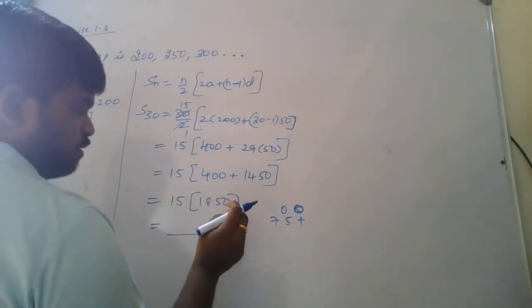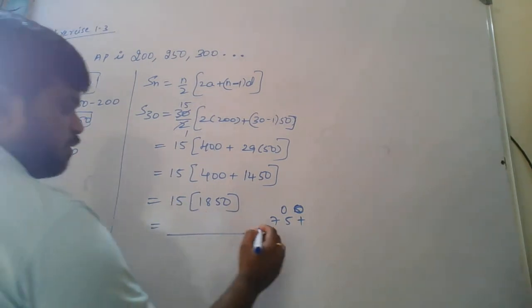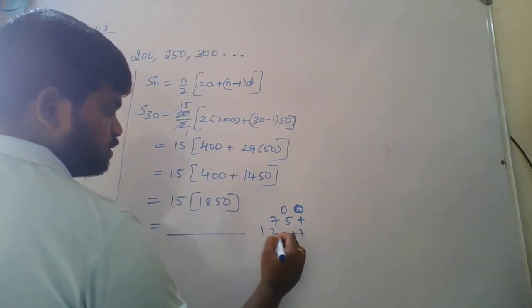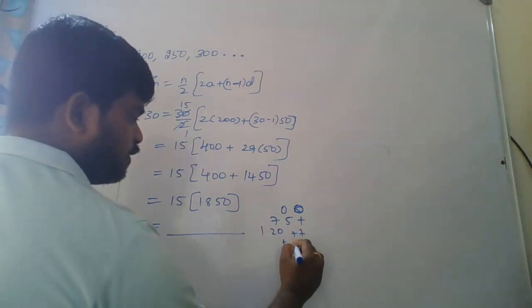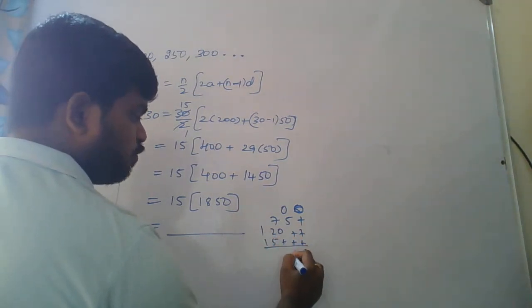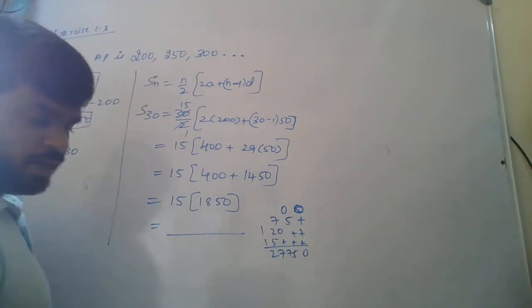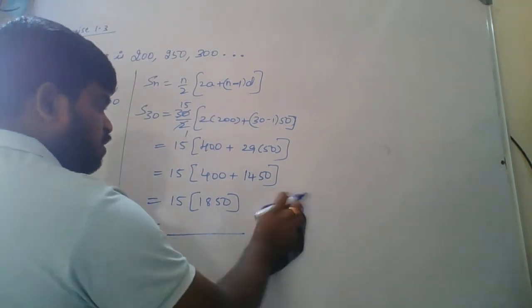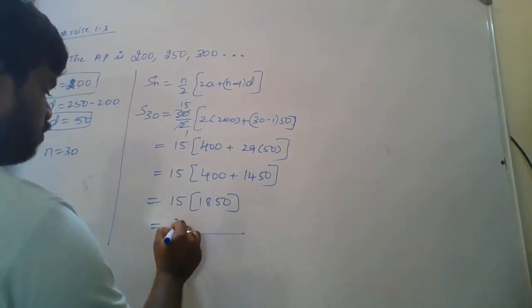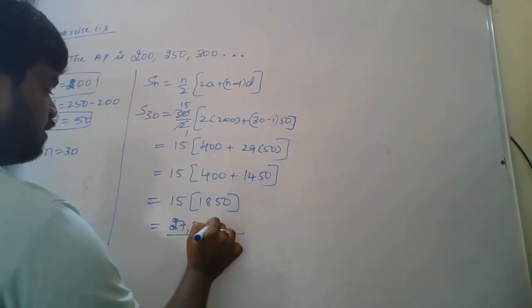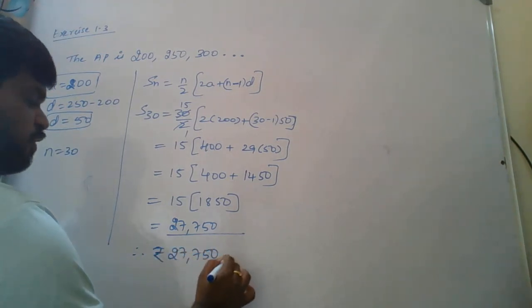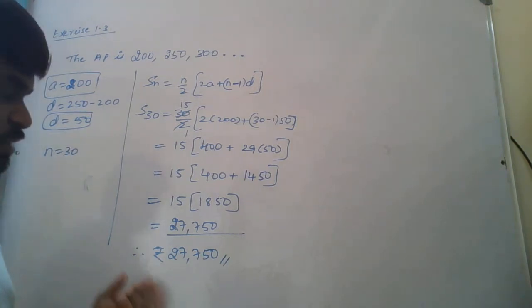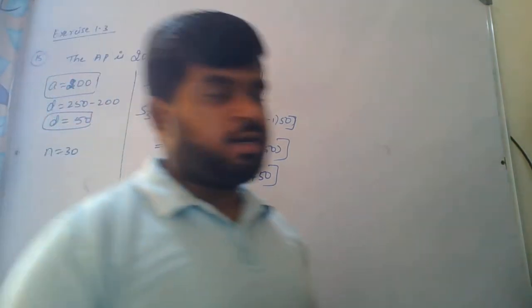Next, 15 8s are 120. You get the sum, so it's 27,750 rupees. So we write 27,750. Therefore, what is the amount that he pays? Rupees 27,750 as penalty. This is the total amount that he's going to pay in 30 days.